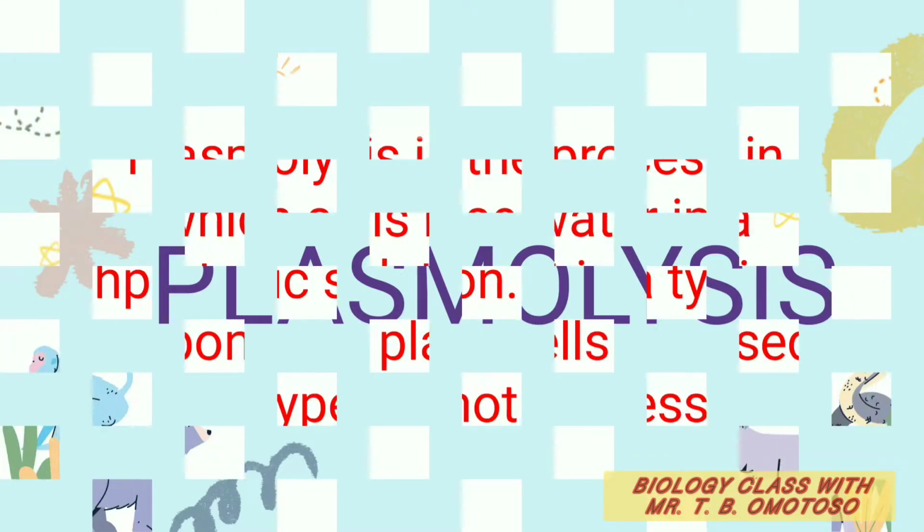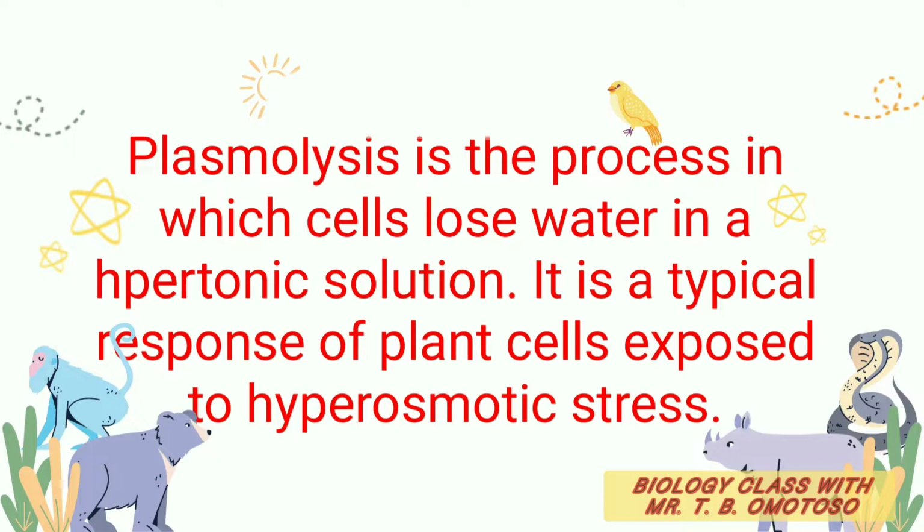So what is plasmolysis? Plasmolysis is the process in which cells lose water in a hypertonic solution. When we talk about a hypertonic solution, that's when the amount of solute is greater than the solvent. So it is a typical response of plant cells exposed to hyperosmotic stress. This plasmolysis can be said to be an outward movement of water from living cells when they are placed in a hypertonic solution.